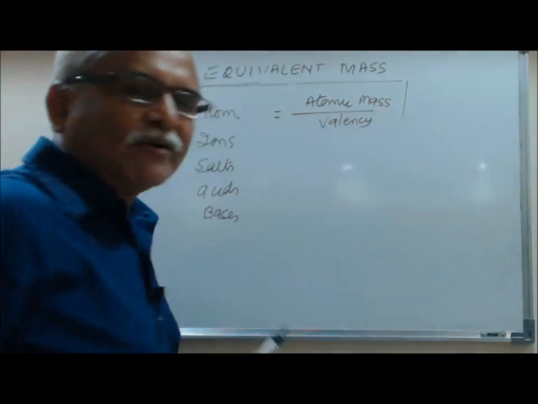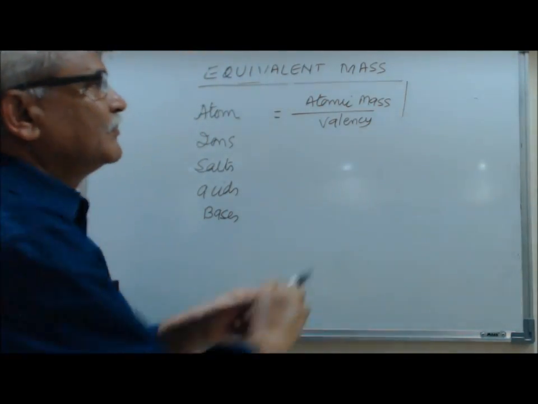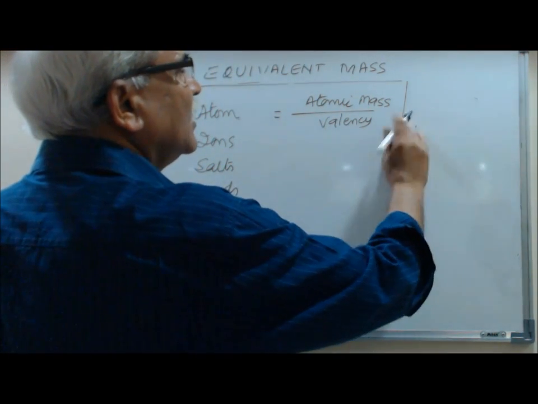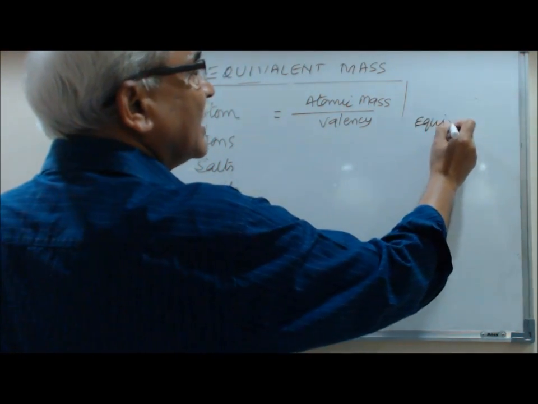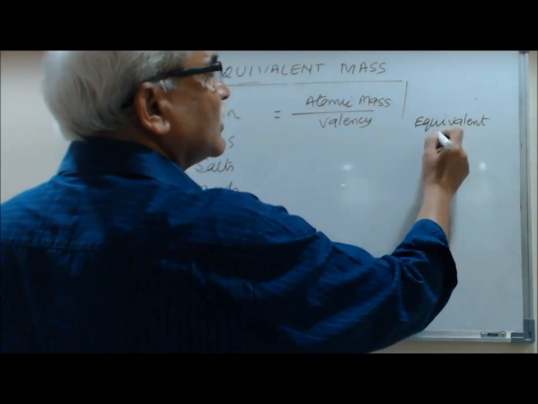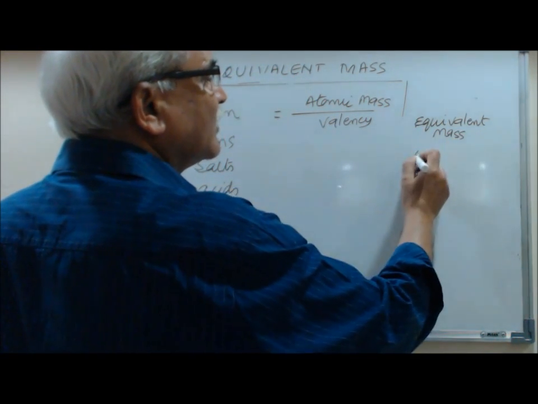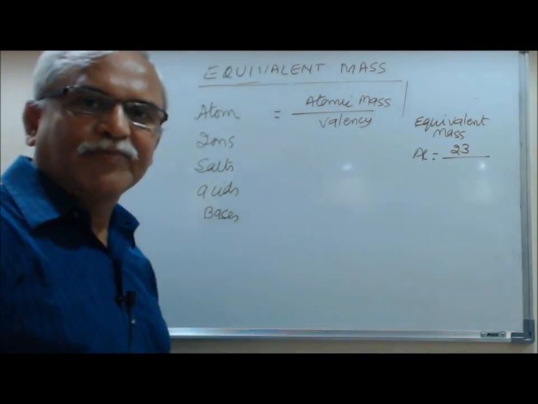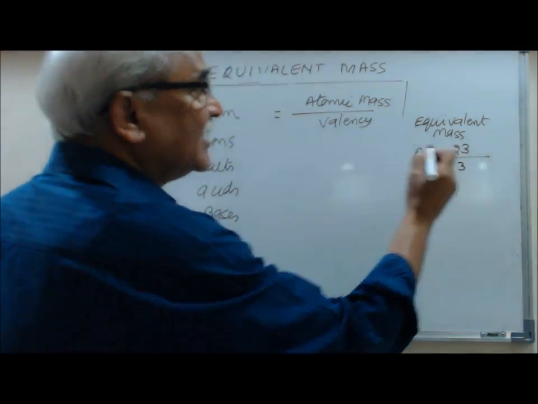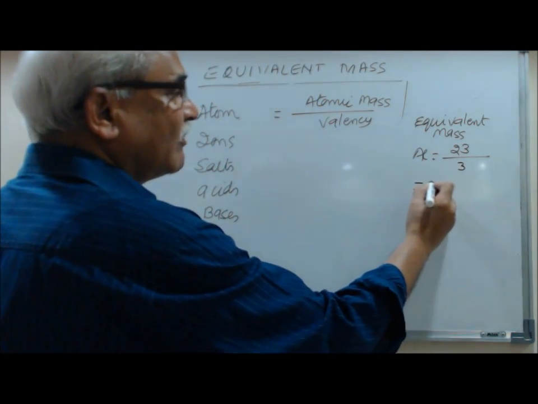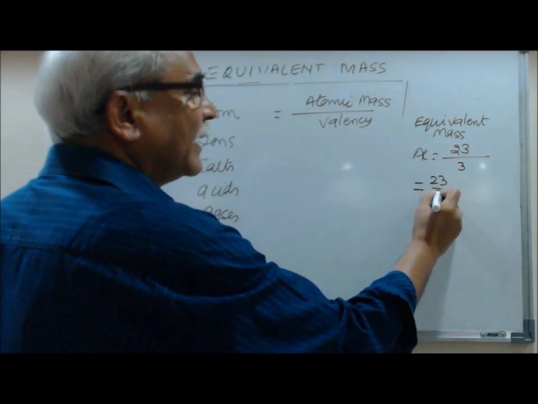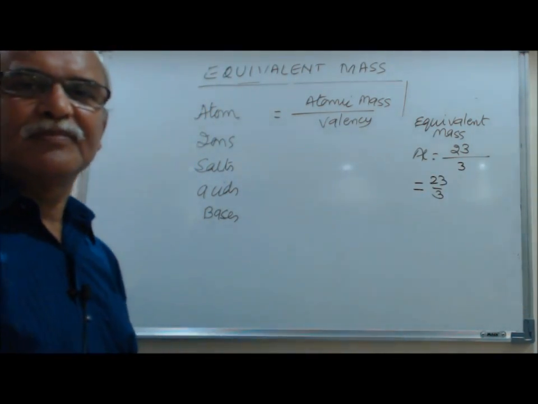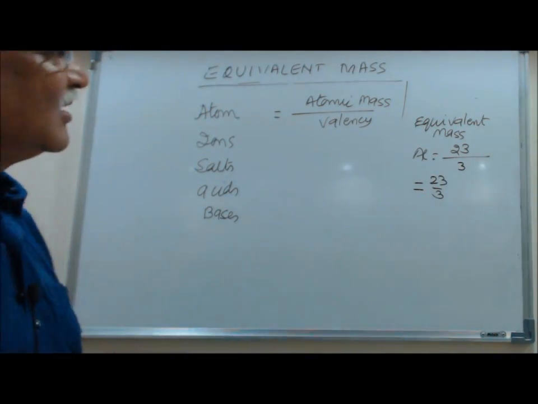What will be the equivalent mass of aluminium? All of us know atomic mass of aluminium is 27. Valency of aluminium is 3. So equivalent mass of aluminium will be 27 by 3. Approximately 7 point something. Are you clear now?